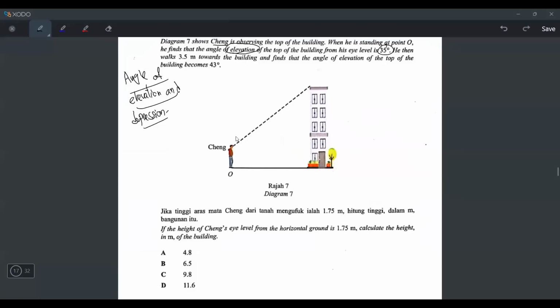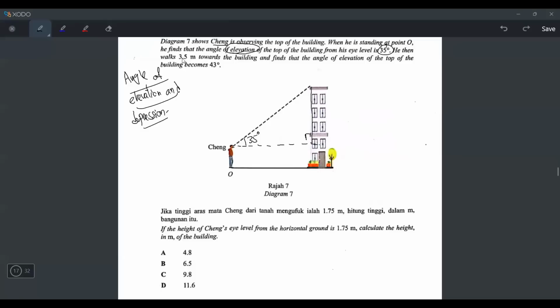Okay, you have to know something. If they say the angle of elevation is 35, it means the looking-up angle is 35. But you cannot label it like this. Remember, you always have to start from eye level. Eye level is like this. It means the line parallel to the horizontal ground. So the looking-up angle is here. This is 35. But if you join a line here, this should be 90.